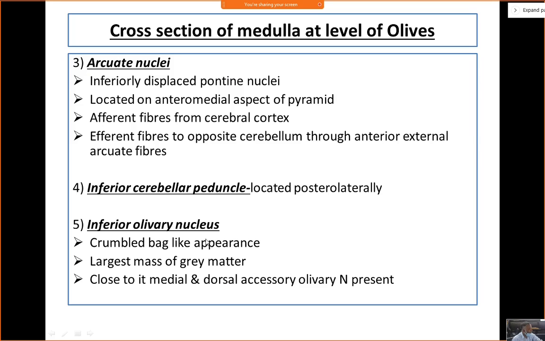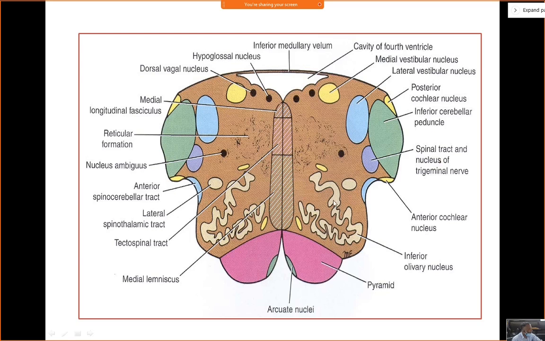Then your inferior olivary nucleus. The inferior olivary nucleus is just like a crumpled bag-like structure. One is the superior olivary nucleus, one is the inferior olivary nucleus. So this is your inferior olivary nucleus, due to which the olive is formed.